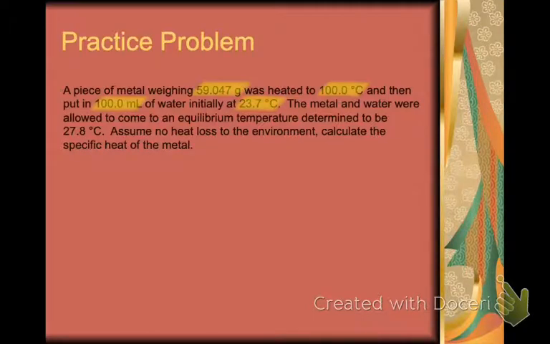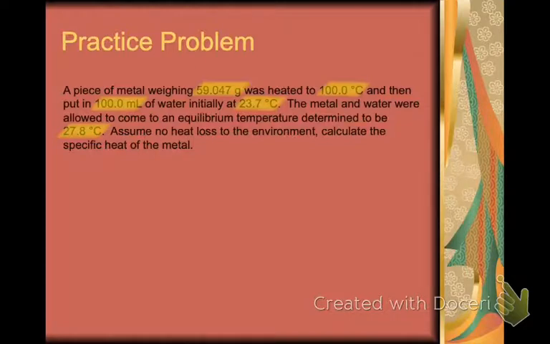That means that either the metal is going to give off heat or the water is going to give more heat to the metal. Well, if we look at this, the metal's going in at 100 degrees C and my water is 23.7 degrees C, so most likely that metal is going to be releasing heat to the water, and the temperature of the water is going to increase and the temperature of the metal is going to decrease in the same magnitude. So the metal and water are allowed to come to equilibrium, and the temperature is determined to be 27.8 degrees C. So that's our final temperature.